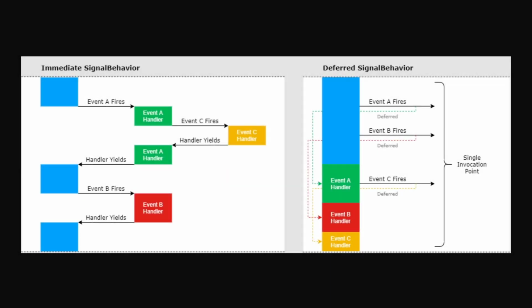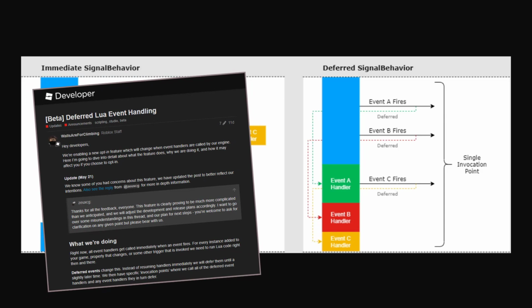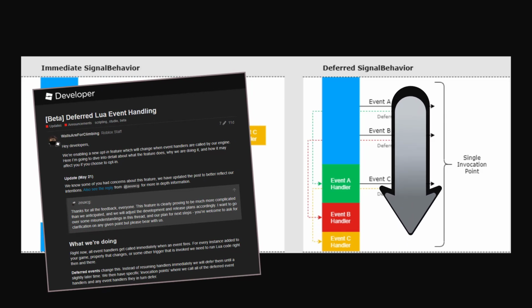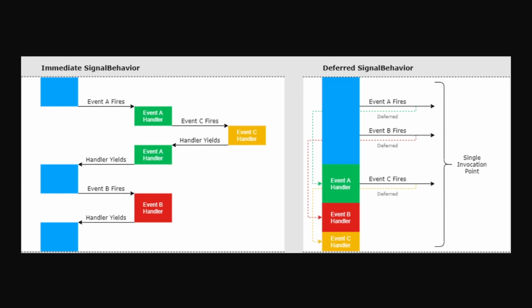Hey guys, so today we are going to be looking at the newly added deferred event system that Roblox is transitioning to. So to give a simple explanation of what these are, we are going to use this diagram from the deferred Lua event handling Roblox forum post, which we will also have a link for in the description. Now looking at this diagram, we have immediate event handling on the left and deferred event handling on the right.